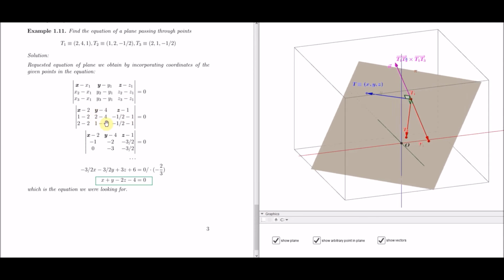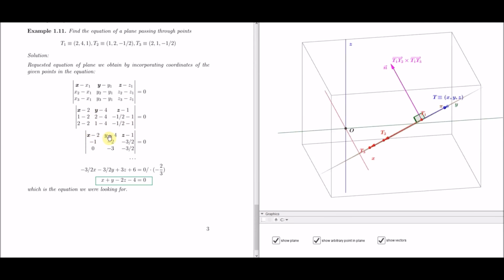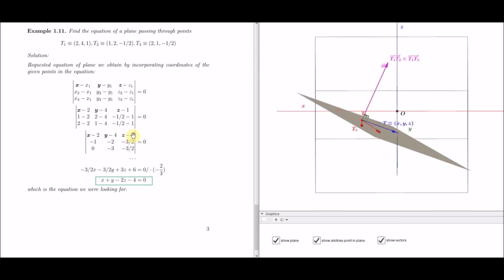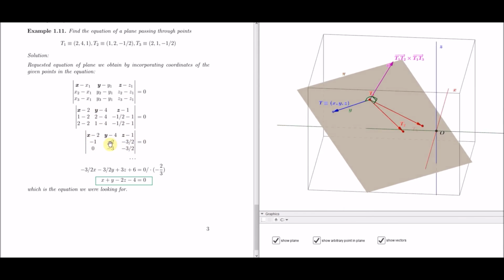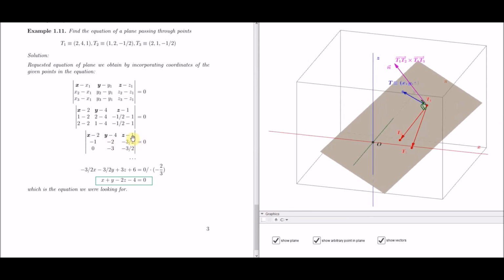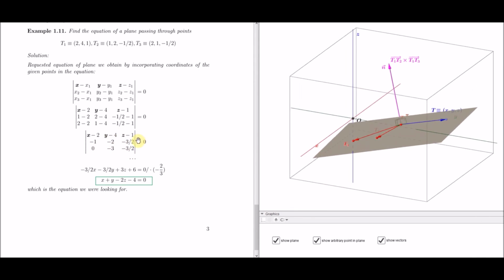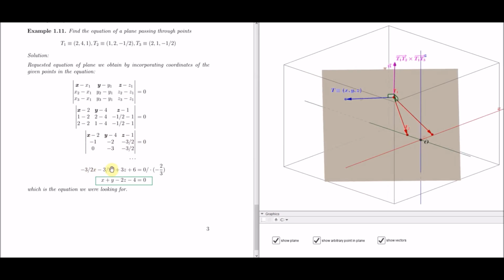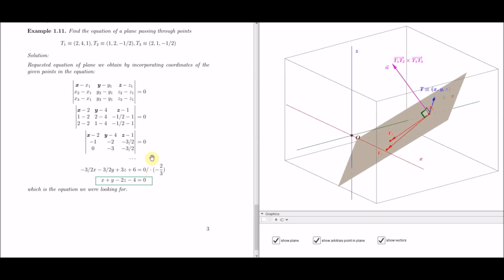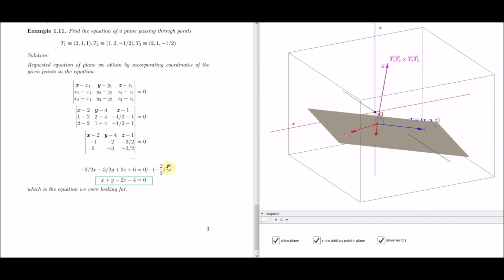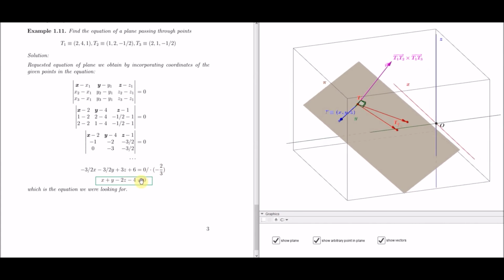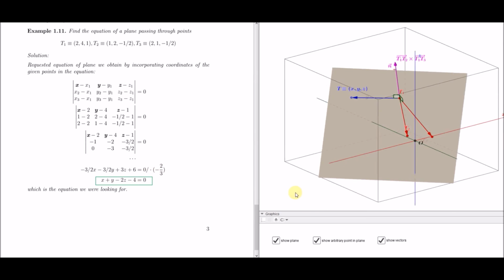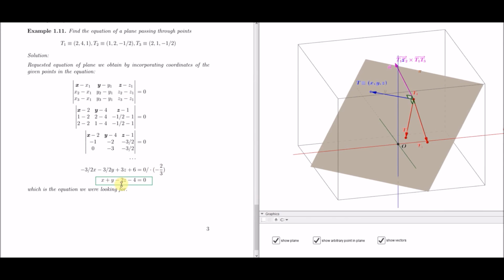Simplifying, we get x minus 2, y minus 4, z minus 1. In the second row, minus 1, minus 2, minus 3 over 2, etc. equals 0. Now, expanding the determinant on the left gives this equation. Simply multiplying by minus 2 over 3, we finally get the equation in general form: x plus y minus 2z minus 4 equals 0, which is the equation we are looking for.